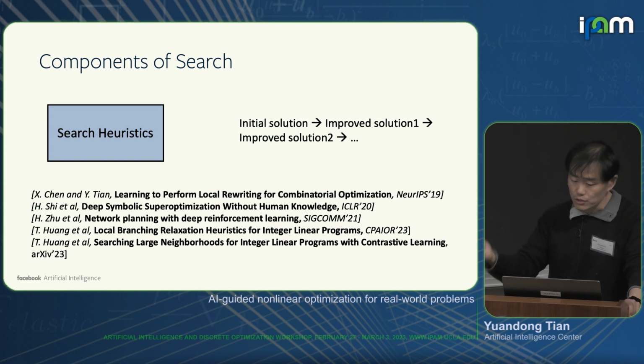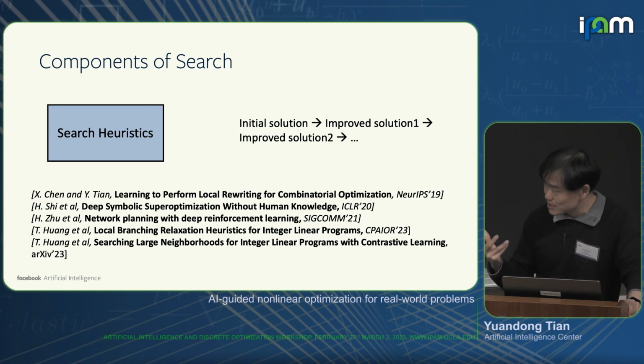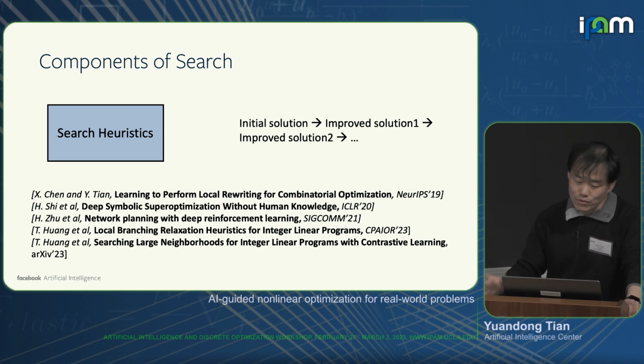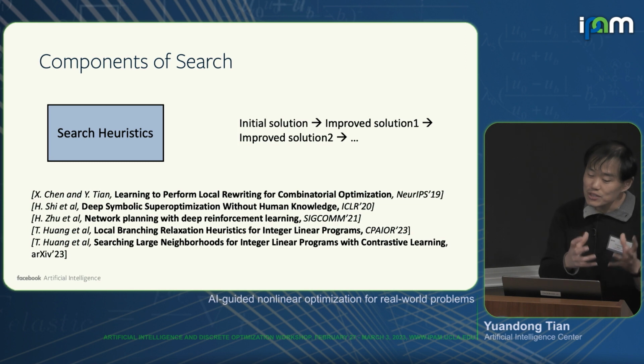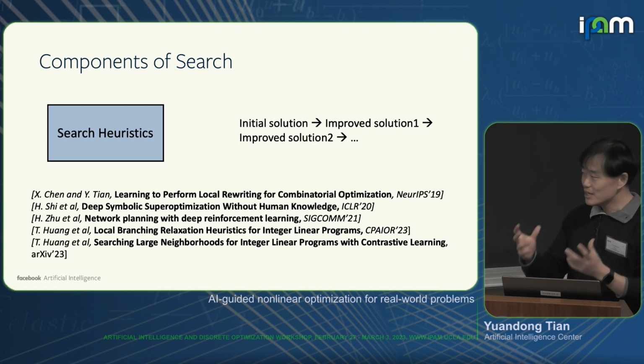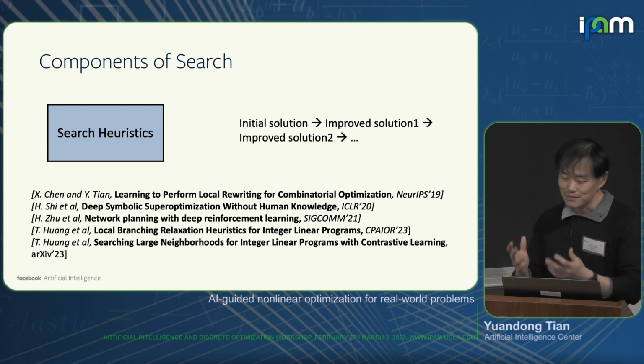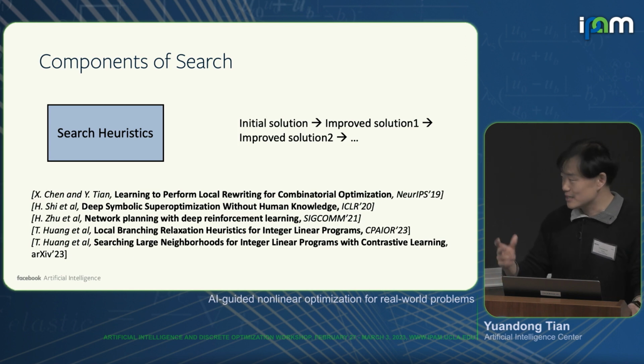Right, so we have our original starting work from this Learning to Rewrite paper, published at NeurIPS 2019, that tried to learn a rewriting heuristic: how to gradually improve an initial solution until it becomes better and better, getting even better solutions than the previous approaches.